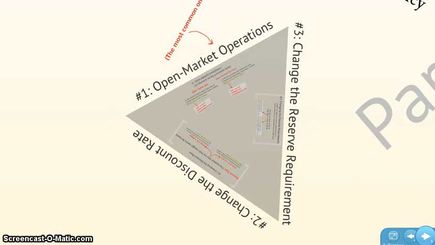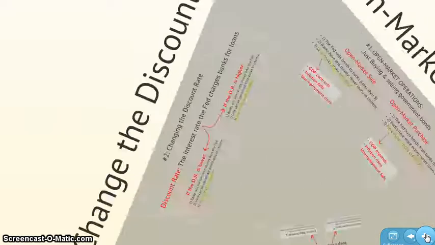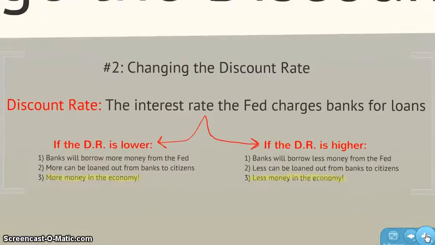Again, that's the most common one, just buying and selling government bonds. Number two, changing the discount rate is another tool of monetary policy. Now, the discount rate is an interest rate. I'm going to get a little bit complicated here, but sometimes banks borrow money from the Fed. Remember? It's one of the Fed's jobs to provide loans to banks when they need it. Well, when they do that, they charge banks interest, and that interest rate is called the discount rate. And so the Fed has control over that rate.